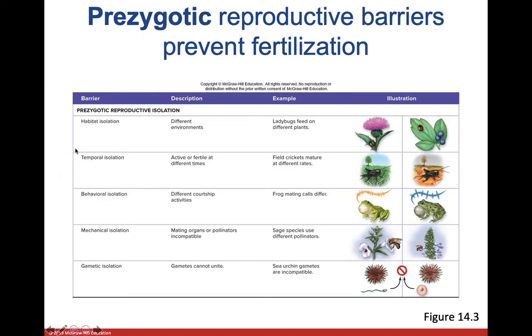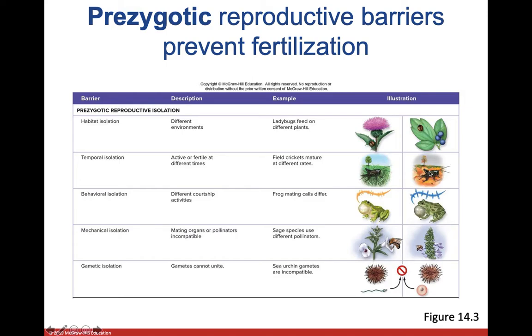You can also have temporal isolation, and this is when organisms come out at different times of the day or at different seasons, or they mate at different times of the year. This field cricket over here, you can see, this version matures in the spring, whereas other versions of field crickets may mature in the fall. If you mature in the spring, these field crickets that are mating in the spring are going to be the only ones that you have to mate with. And you can't mate with field crickets that aren't mature yet. You'll be dead by then.